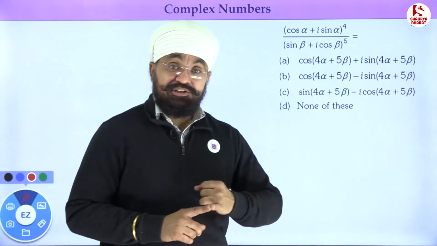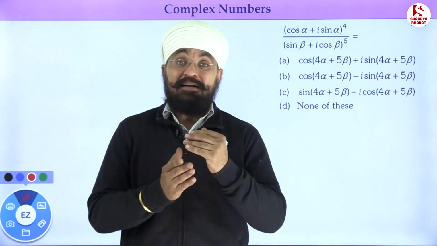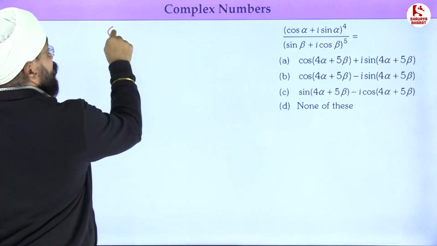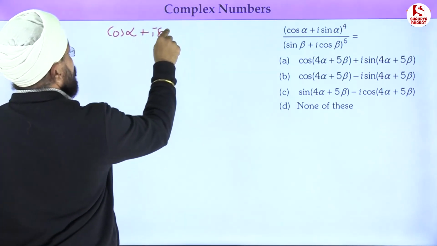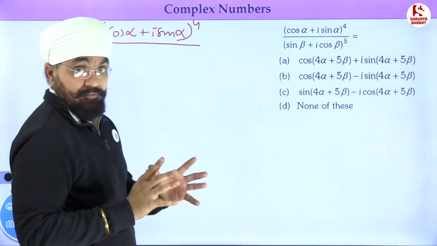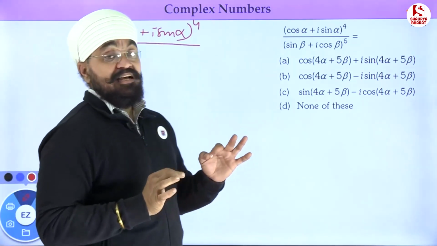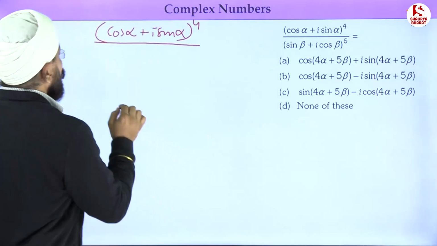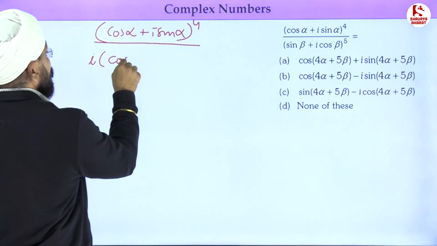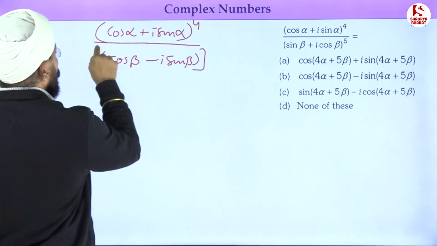Now here we have division. As we know, division means the denominator will get a negative power when it is taken to the numerator. So first of all, we should look at this complex number, cos alpha plus iota sin alpha, which is already in polar form. The denominator is not in polar form because this iota should be with the sine. So what I am going to do is take that iota common here. Definitely we can write this one as cos beta minus iota sin beta, whole to the power 5.